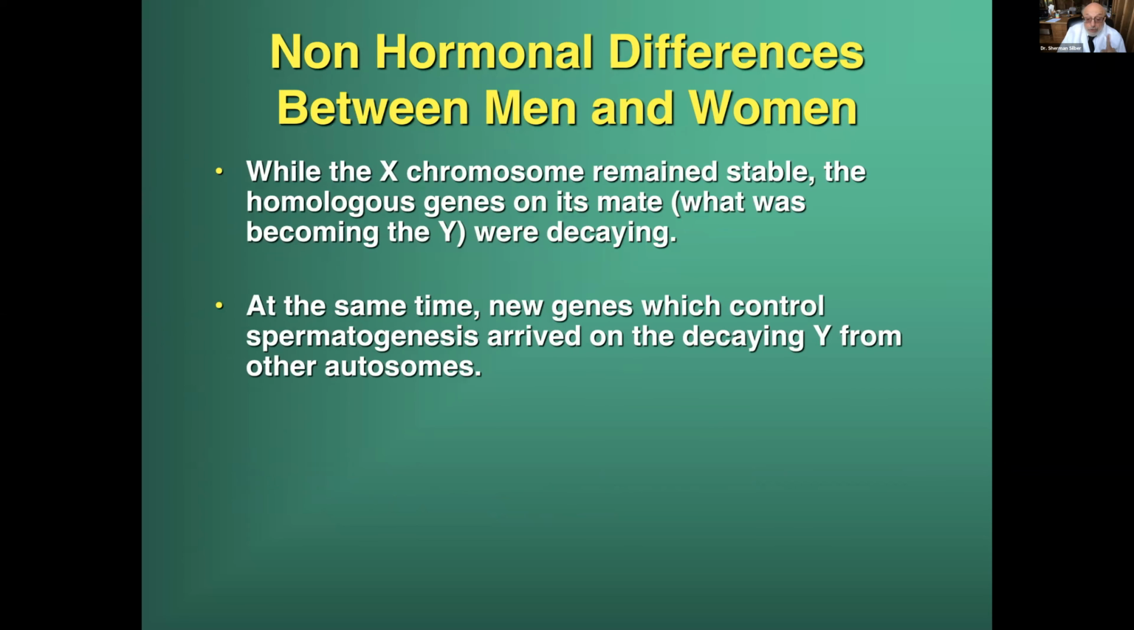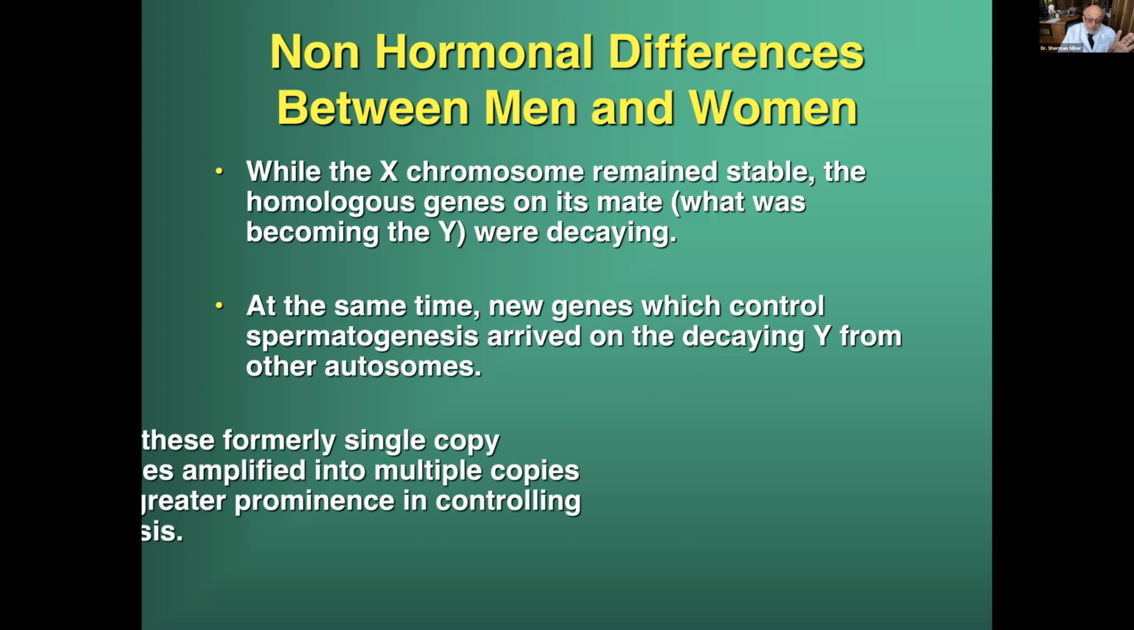At the same time, new genes which control spermatogenesis arrived on the decaying Y. Well, that's because transpositions occur all the time. Genes will jump from one chromosome to another all the time, and it's probably the origin of speciation, in fact. But whenever a spermatogenesis gene arrived on the Y chromosome, it stuck there because it was a safe harbor.